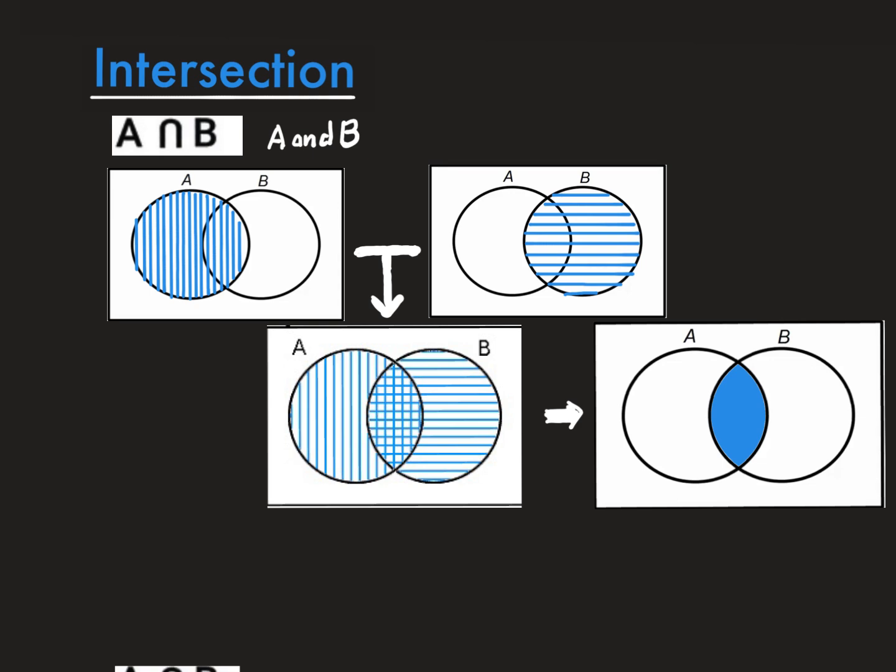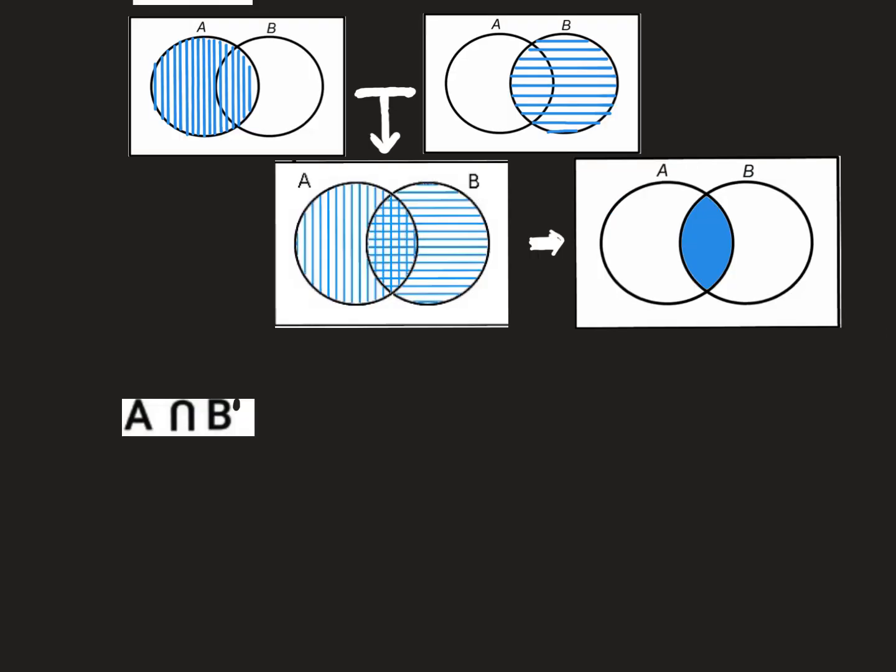Now let's try something more challenging. Let's do A intersection B complement. B complement means anything except B. If you've forgotten what B complement is, have a look at my previous video on Venn diagrams.